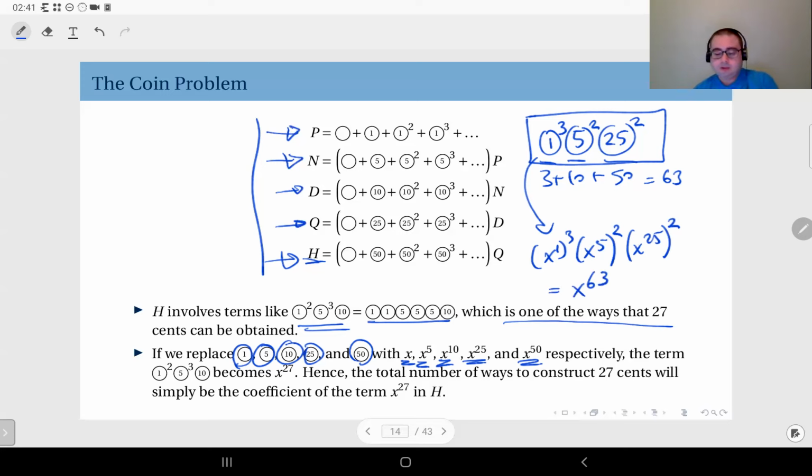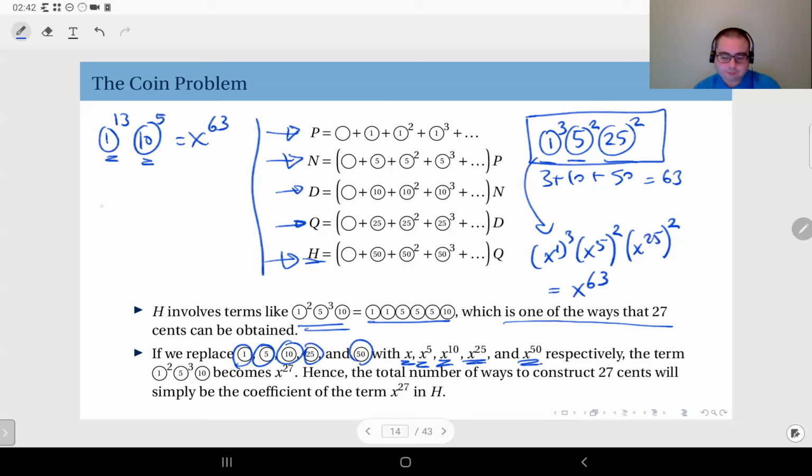Okay? But consider another way. Let's say 1 to the power 13 and 10 to the power, let's say, 5. This also gives me 63. Now, if you plug in x for this and x to 10 for this, this will still give you x to the power 63.